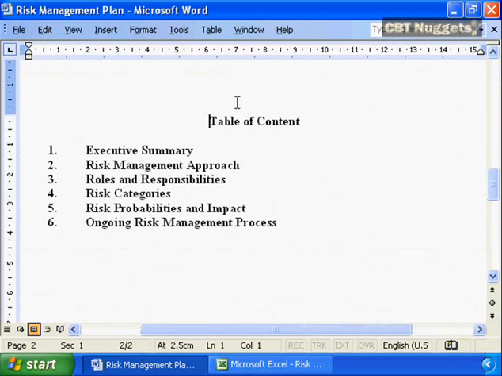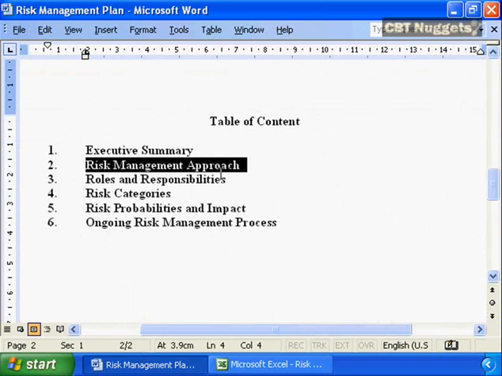Here, if we look at a sample table of contents for our risk management plan, we have the executive summary, the risk management approach. The risk management approach is going to be the consolidation of the stakeholder analysis, your strategy for dealing with risks, whether this project is going to be risk averse, whether this project is risk seeking, and actively defines how you're going to manage risks on the project.